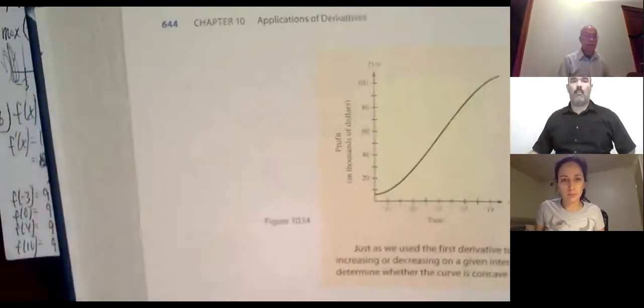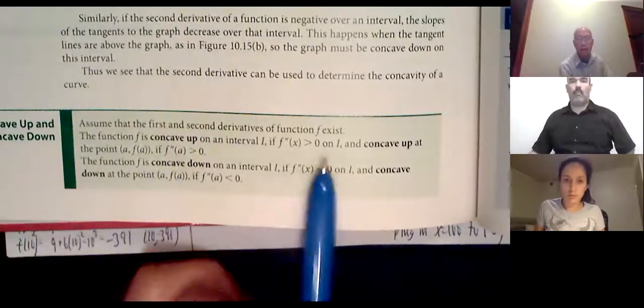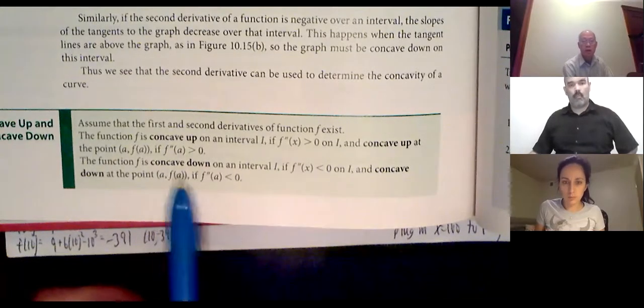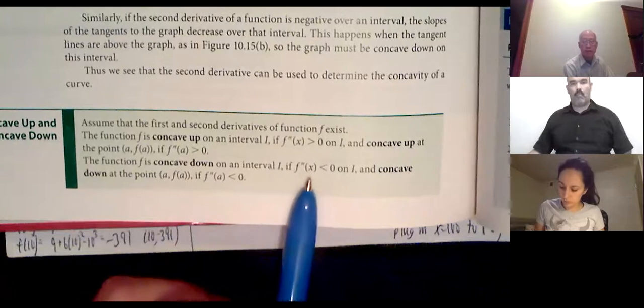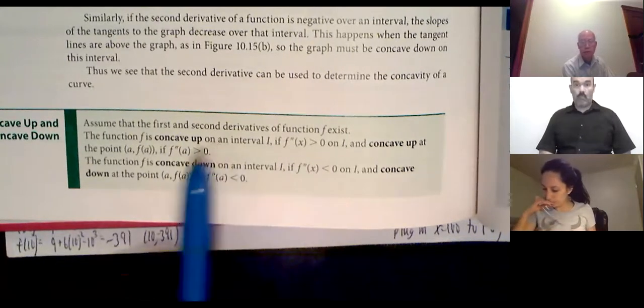Okay, so it's on my 644, but I'm pretty sure you've got it somewhere. Concave up, second derivative is greater than 0. Concave down, second derivative is less than 0, or negative. You can put that in your next cheat sheet.